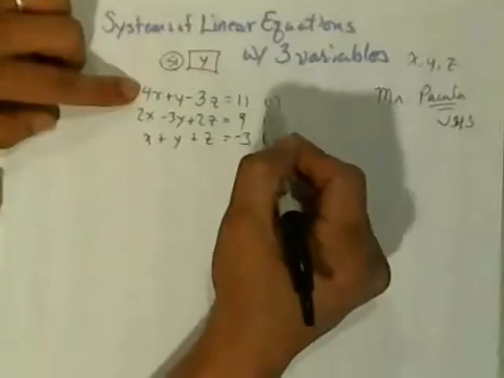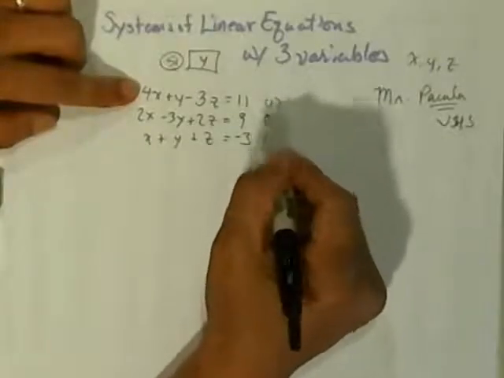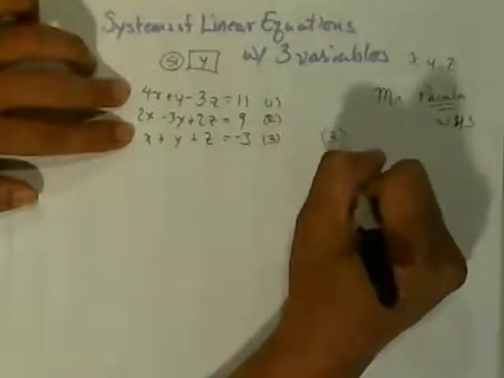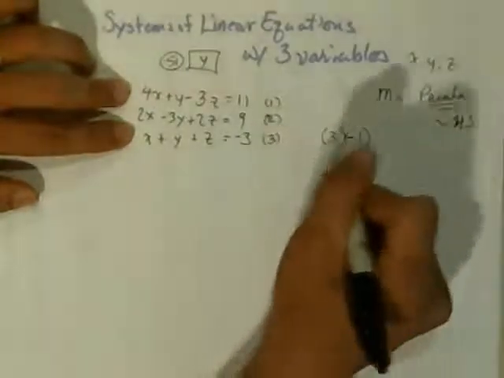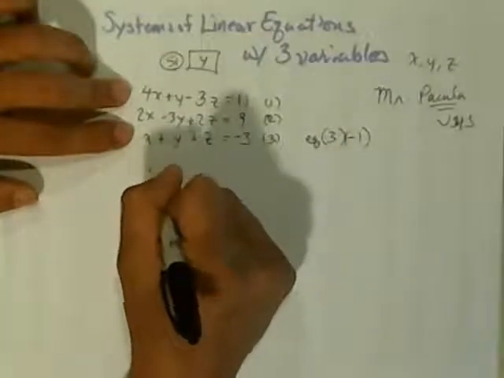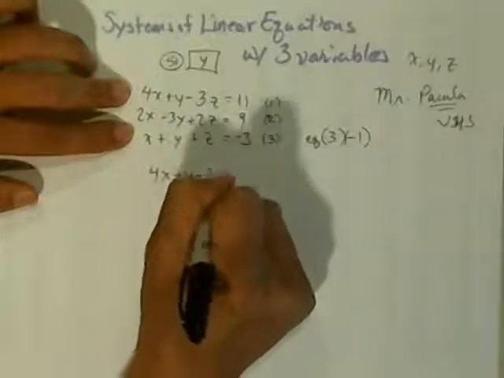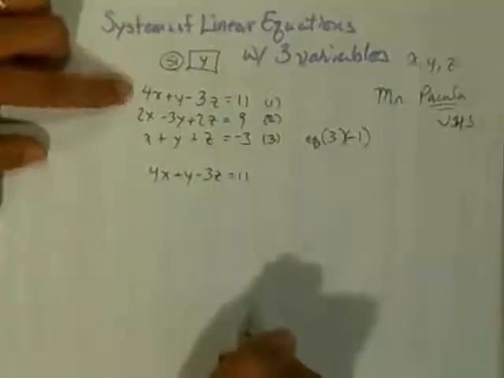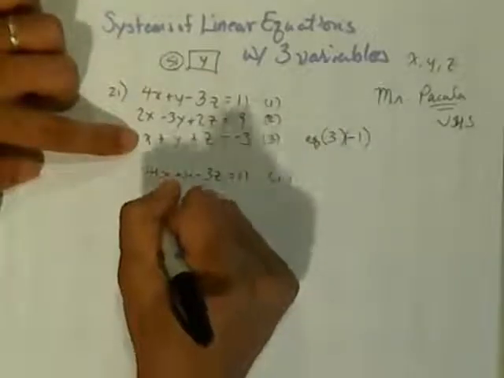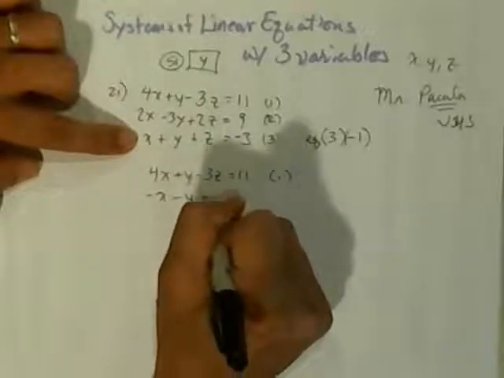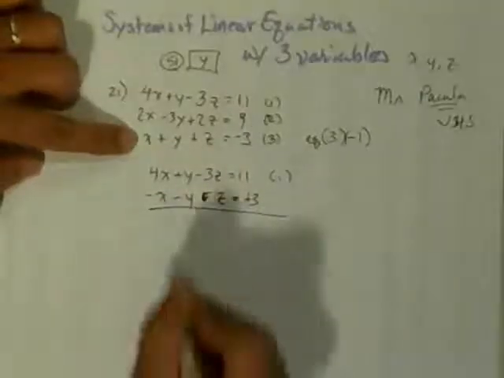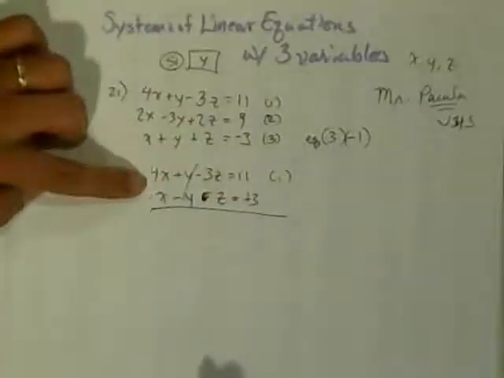So using equation 1 and equation 3, that's the easiest way to eliminate. Let's rewrite it. 4x plus y minus 3z is equal to 11. That's your first equation. Now I'm going to multiply equation 3 by negative 1. Negative x minus y minus z is equal to positive 3. There we go. We eliminated the y.